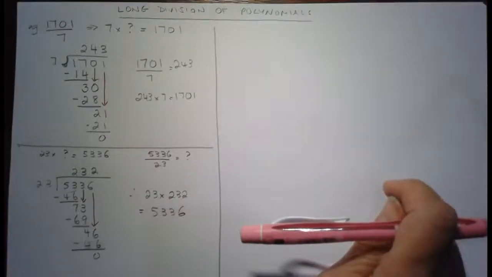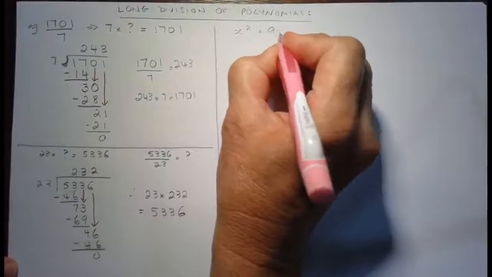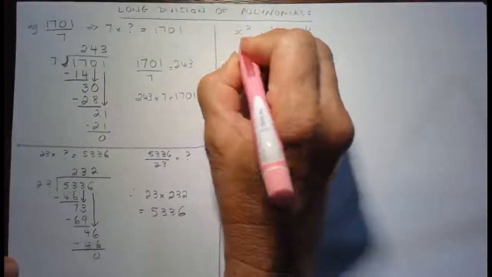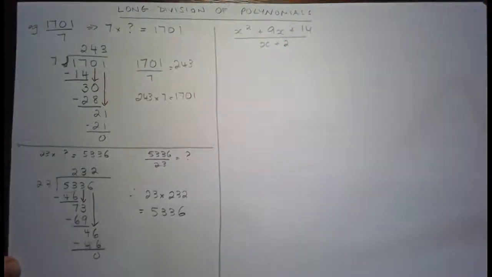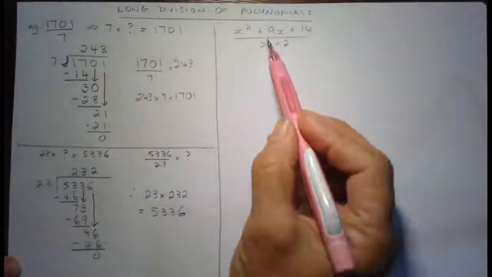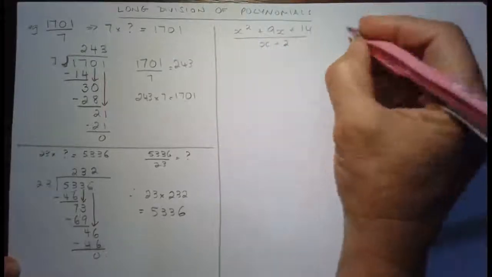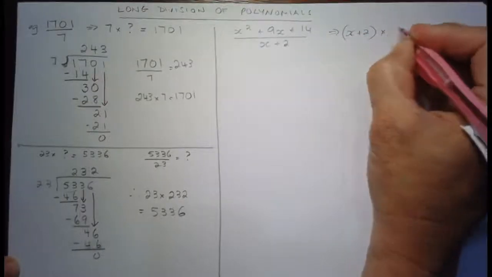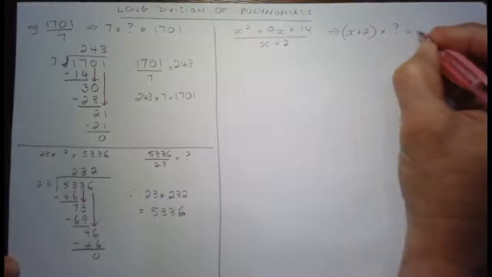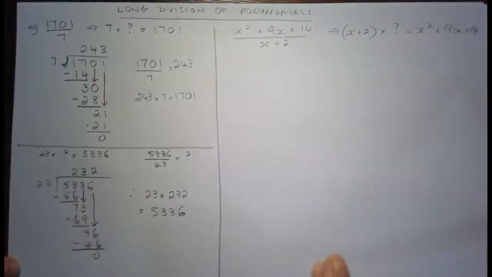Now let's just have a look at how this is going to apply to polynomials. So the first example I'm going to do is a fairly simple example. I've got x squared plus 9x plus 14, and I want to divide it by x plus 2. So it's not just a simple value or a number. I've got variables and I've got numerous terms. So remember, the other way I can think about that is x plus 2 times something is going to give me x squared plus 9x plus 14.